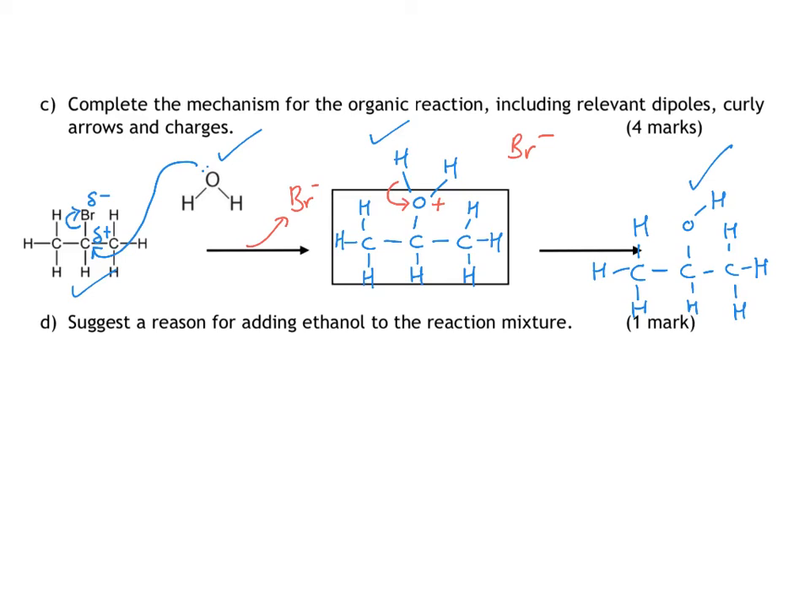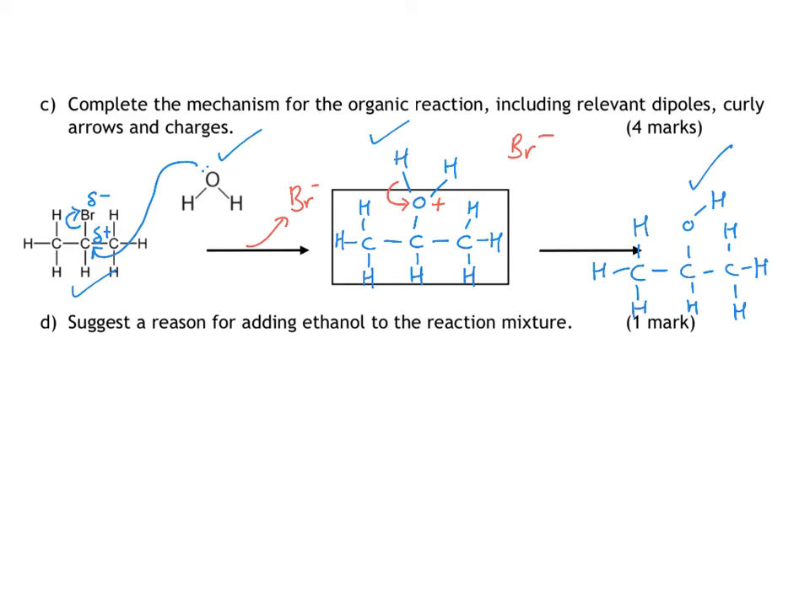So just a reason for adding ethanol. So we've drawn the reaction. Ethanol's not involved. This is a hydrolysis. This is water substituting for the bromine. And it's not involved in observing the products, because the product that we see is the silver bromide precipitate because of the silver nitrate. So the only reason for adding ethanol is as a solvent.